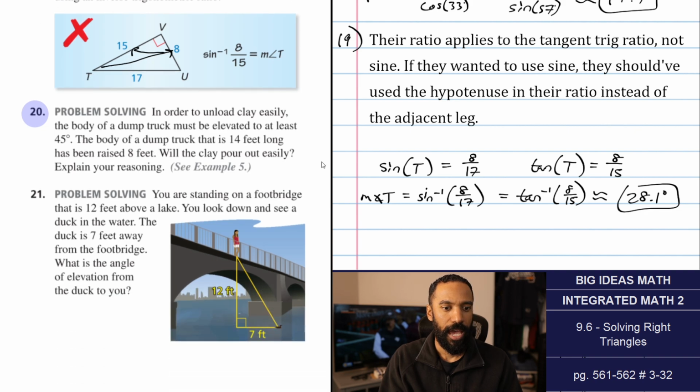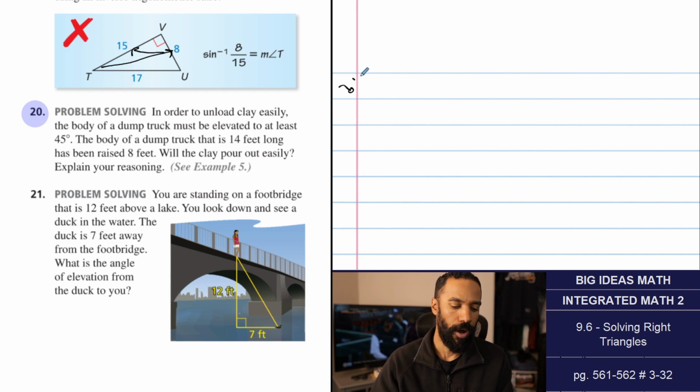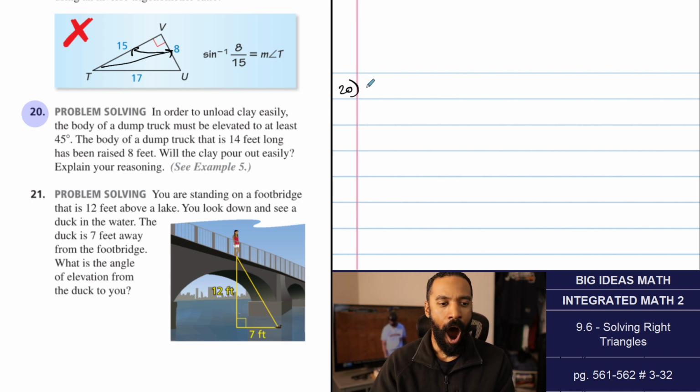Problem solving. In order to unload clay easily, the body of a dump truck must be elevated to at least 45 degrees. Whoa. The body of a dump truck that is 14 feet long has been raised 8 feet. Will the clay pour out easily?